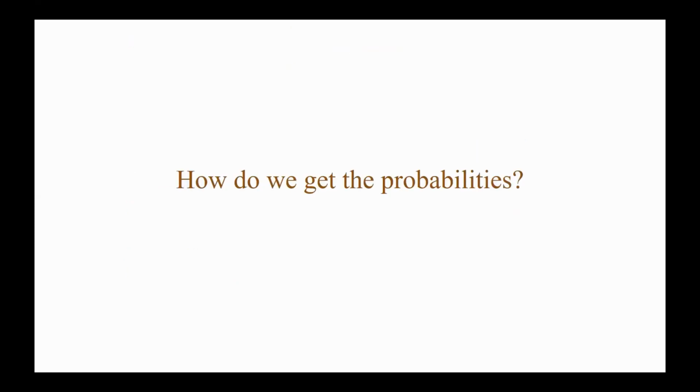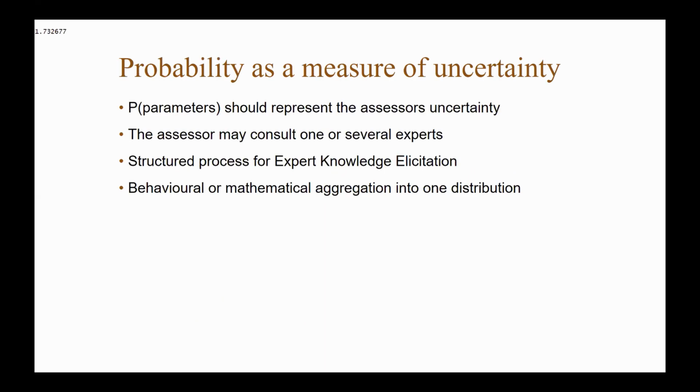And if we're going to explain Bayesian inference, how do we get the probabilities in the first place? How do we go from expert knowledge and data to some quantification of a probability? Well, the probability as a measure of uncertainty represents the assessor's uncertainty. So we start by expressing it, getting it out from our head. As an assessor, you can consult one or several experts to do this. It's good to use a structured process for expert knowledge elicitation to avoid biases that may occur when working with experts. And if we have several experts, there is a need to aggregate this into one probability distribution at the end, using behavioral or mathematical aggregation.